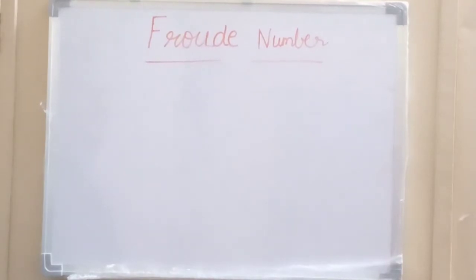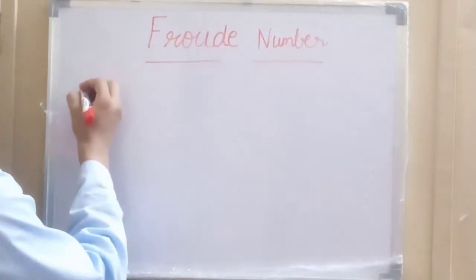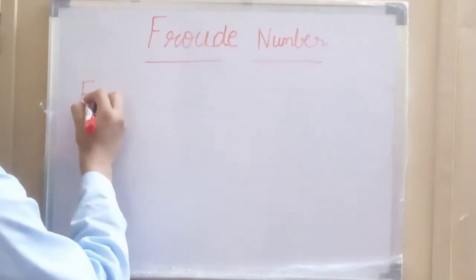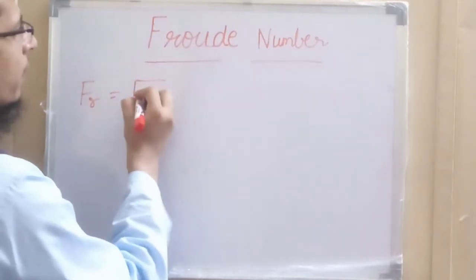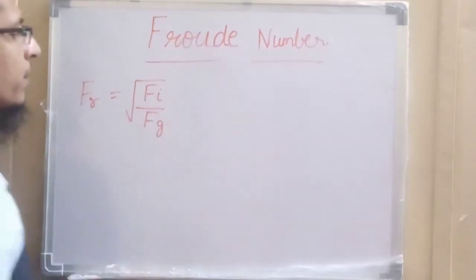In this video we will be discussing Froude number, how to calculate Froude number and how to use it to classify the flows. So Froude number is basically a dimensionless number which is the ratio of inertia force and gravitational force.